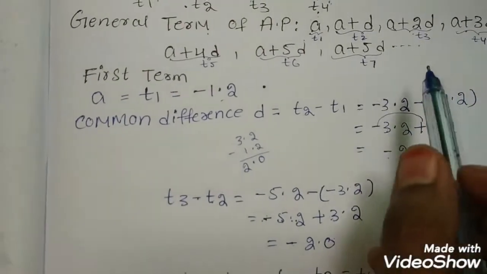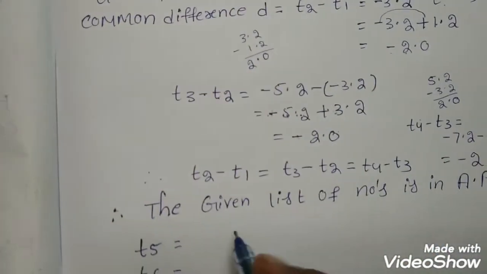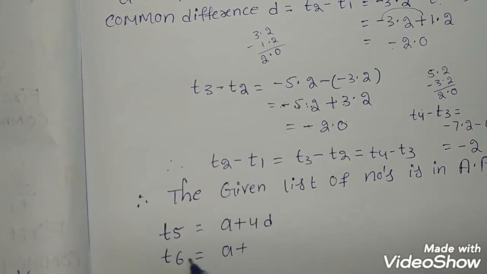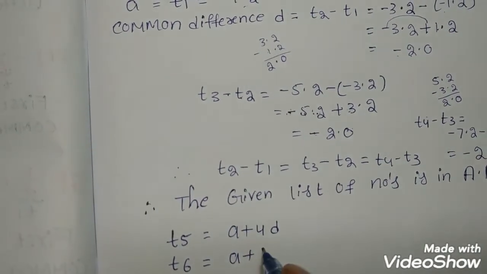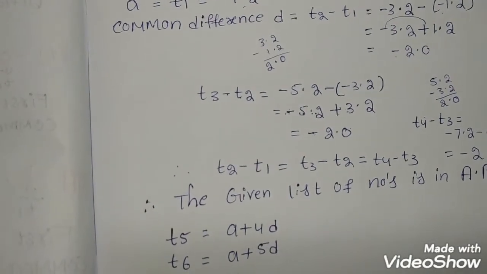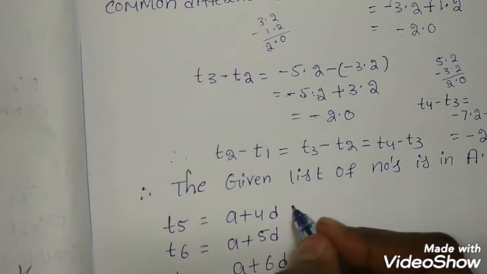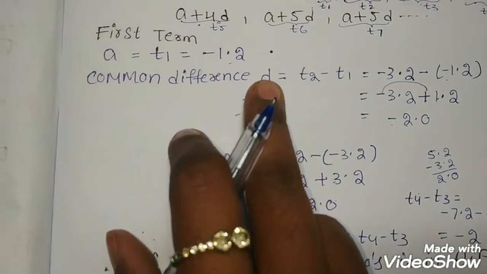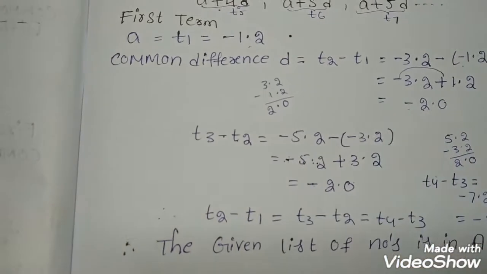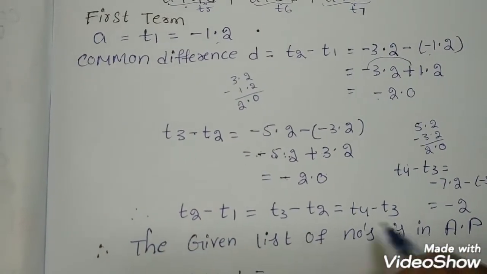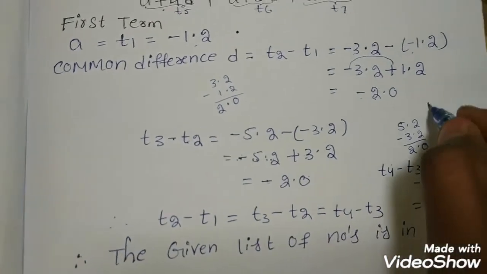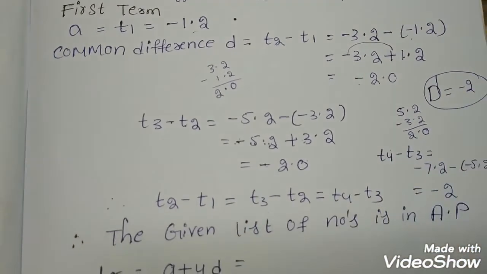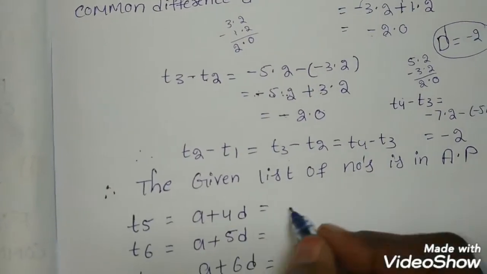What is T5 here? T5 is A plus 4D. T6 means the preceding number. What is the preceding number of 6? That is 5D, A plus 5D. And T7 is A plus 6D. It's very simple, no? Here what is the common difference D? Common difference d is minus 1. Please note, write down here, I forgot to write. You have to write it like this, small d.